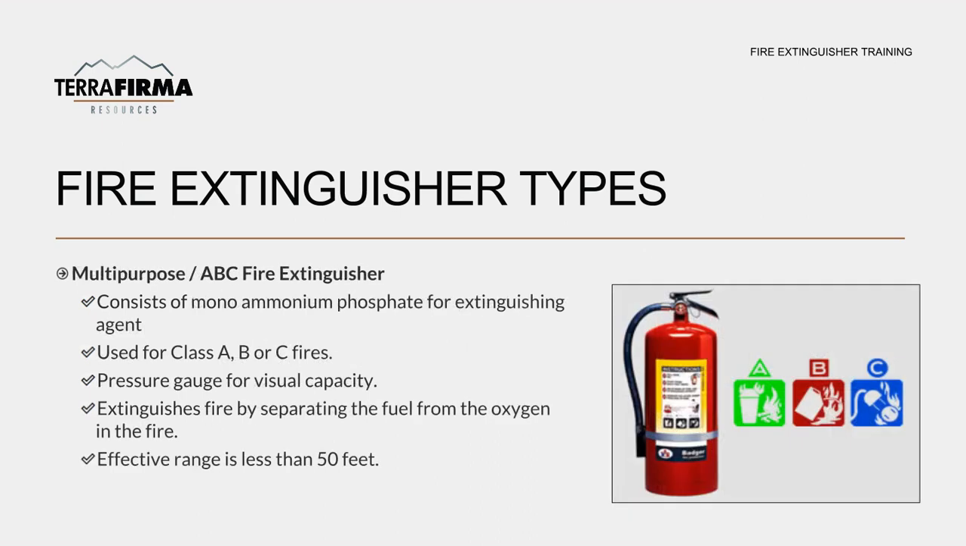A multi-purpose or ABC fire extinguisher consists of monoammonium phosphate as an extinguishing agent. Is used for Class A, B, or C fires. Has a pressure gauge for visual capacity. Extinguishes fire by separating the fuel from the oxygen in the fire. And has an effective range of less than 50 feet.